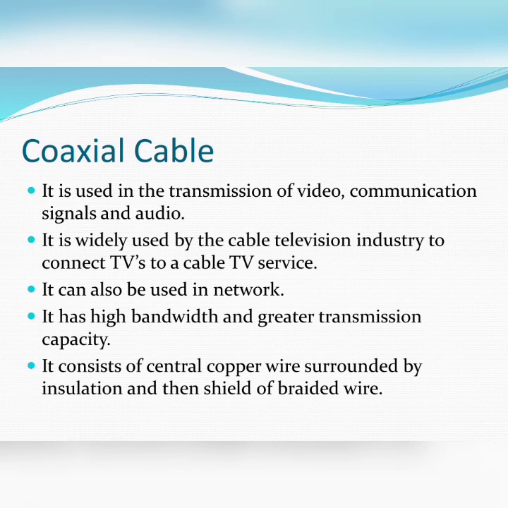Now come to the second part of guided or wired network, that is coaxial cable. It is used in transmission of videos, communication signals, and audios. It is widely used by the cable television industry to connect TVs to cable TV services. It can also be used in networks. It has high bandwidth and greater transmission capacity. It consists of a central copper wire surrounded by insulation and then a shield of braided wire.